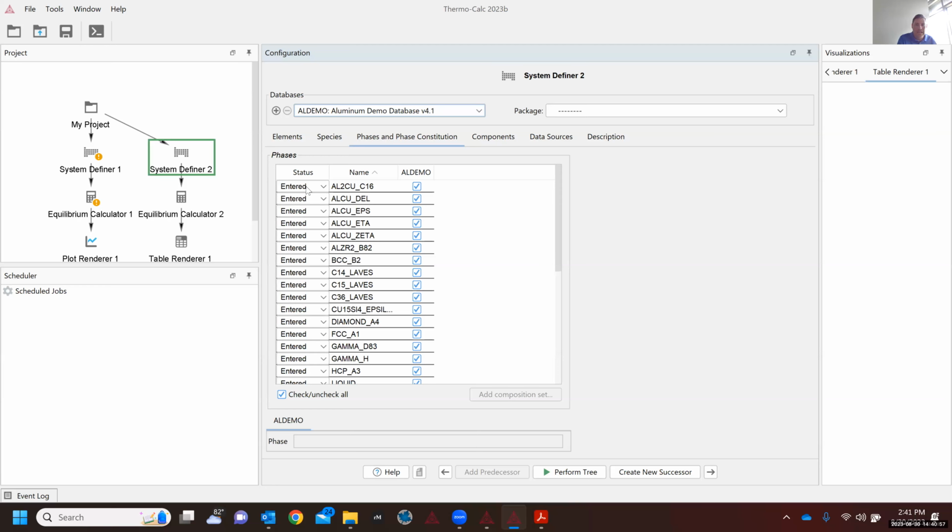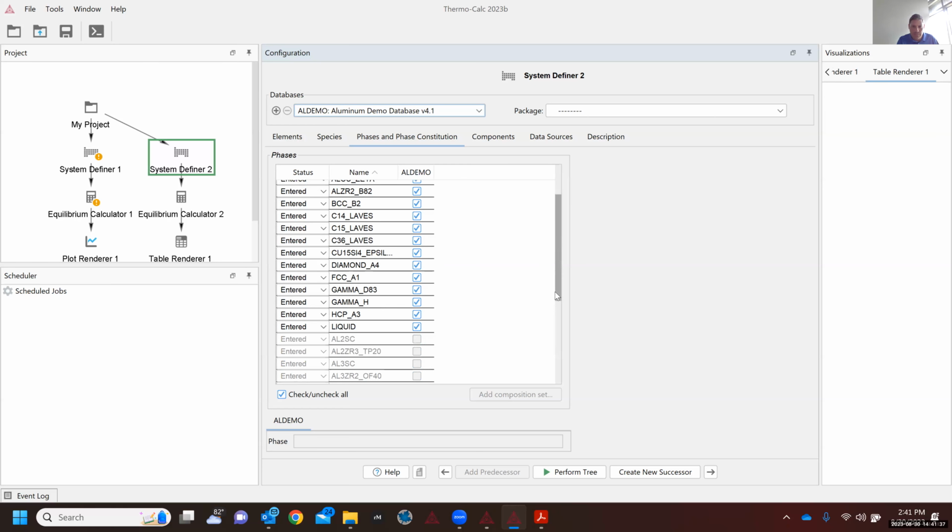See, we have a lot of phases. This Al2Cu C16 phase, that's the theta phase. So if you know what the aluminum copper phase diagram looks like, you'll see it in a few minutes. That's the theta phase. These are all different aluminum copper phases. Some of them are metastable. So some of them, if we calculate the equilibrium phase diagram, you won't see them. But there is a thermodynamic description. So if you're interested in the formation of delta aluminum copper, you can use it.